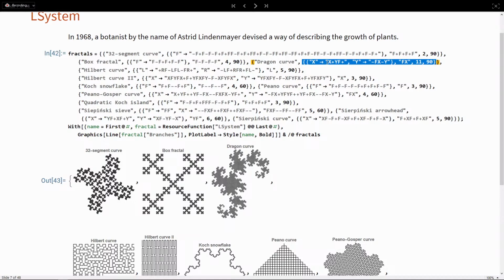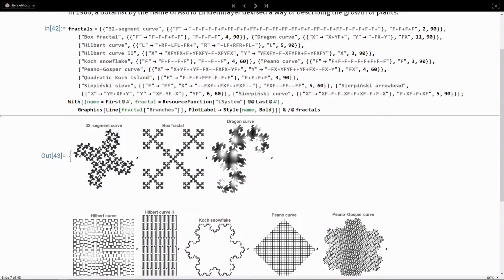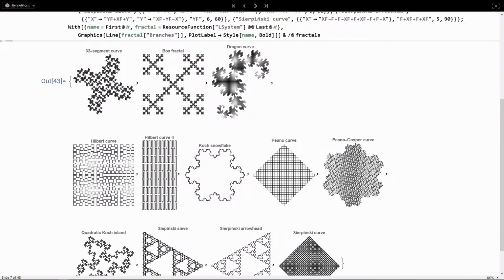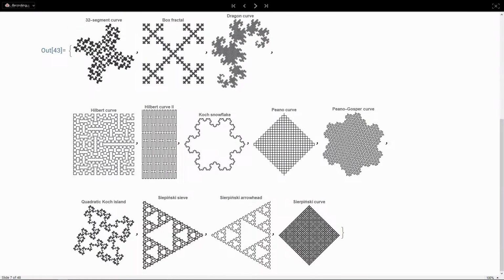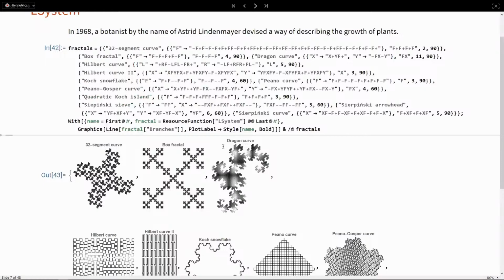X goes to this set, Y goes to this set, where the plus and minus deal with how an object can be flipped. So with these bits of Lindenmayer codes, we can get the box fractal, the dragon curve, the Hilbert curve, the Koch snowflake, Peano curve, Sierpinski arrowhead curve, and so on. We'll be going into those. So this is one method for generating these curves.